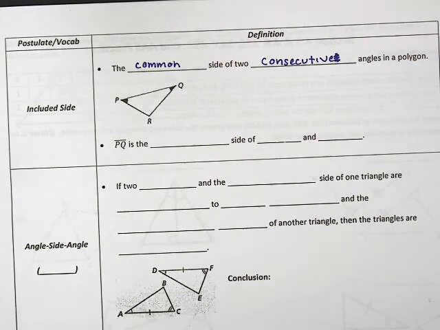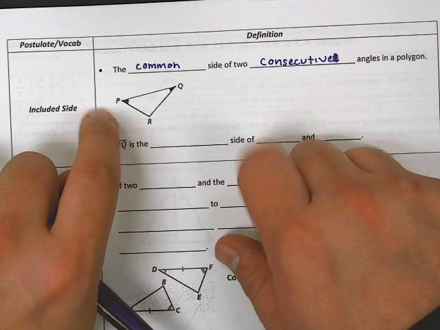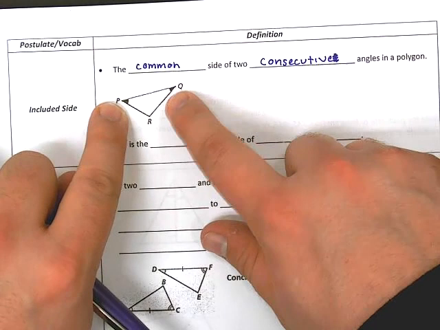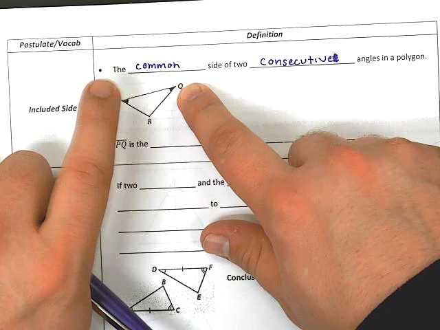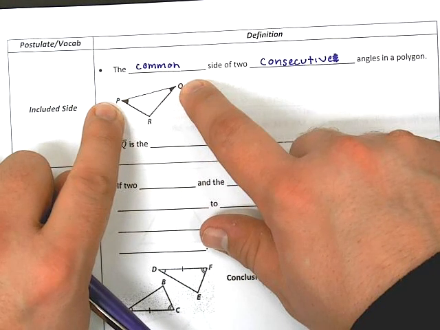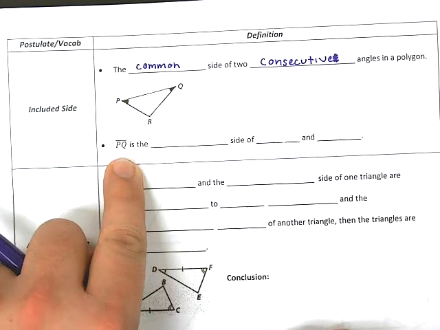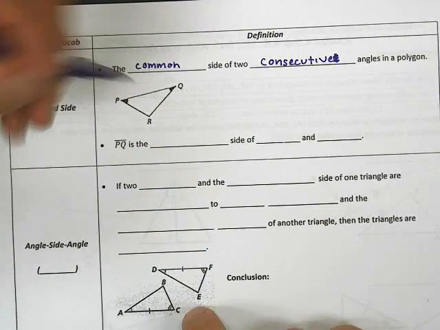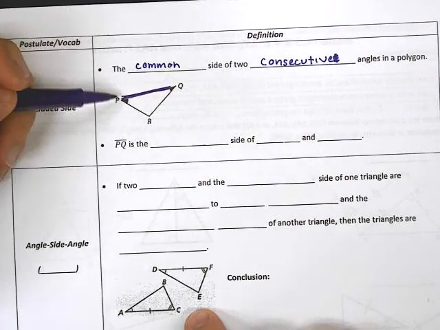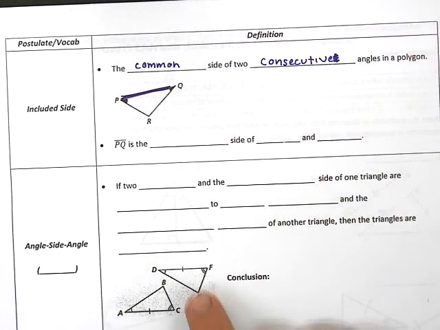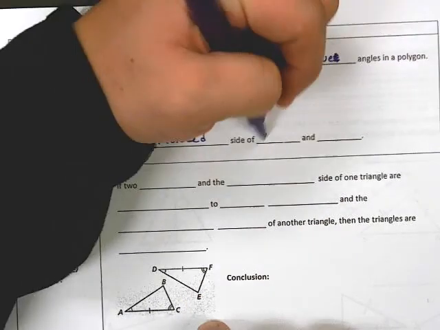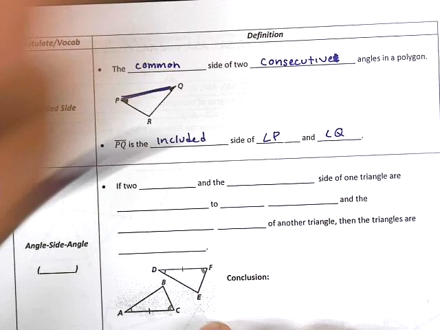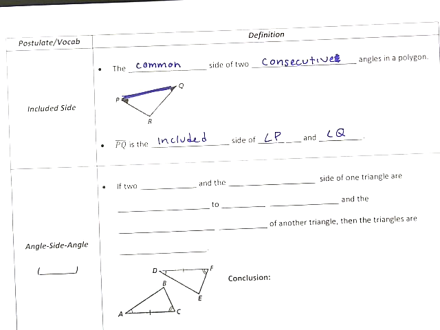So, what I need you to understand here, when we look at this picture, P and Q are my angles that are marked, so what side is kind of part of both of those angles, or which side is touching both of those vertices? Well, it's PQ, right? PQ, this side right here, is a part of angle P and of angle Q. So PQ is the included side of angle P and angle Q. Now we need that because our next postulate has to do with included sides.